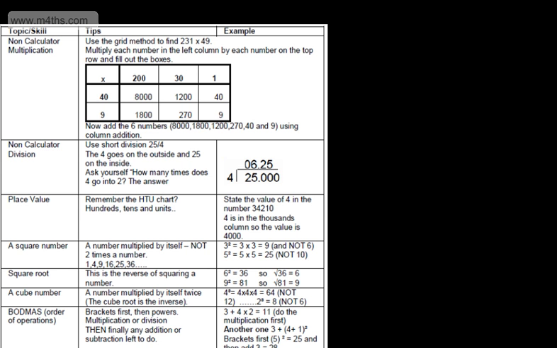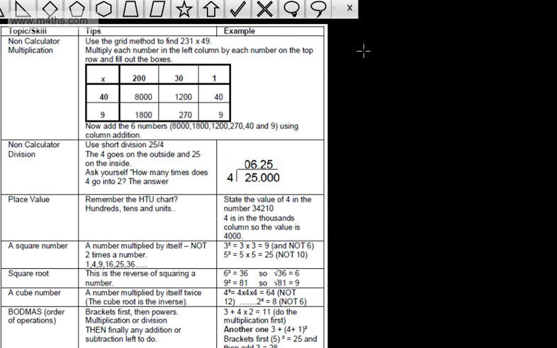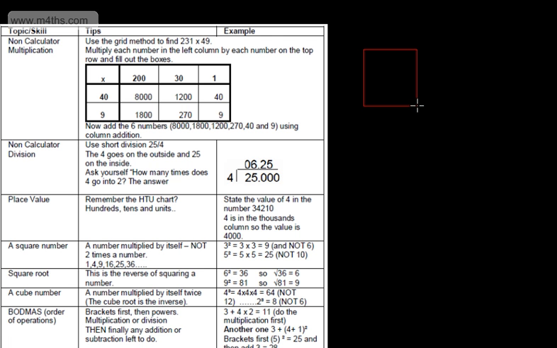Let's move on and look at a square number. A square number, the easiest way to think about this now, if you're asked to list square numbers, let's go ahead now and draw a square. If we have a square and the side length is 1 and 1, the area is going to be 1 squared, which is 1.